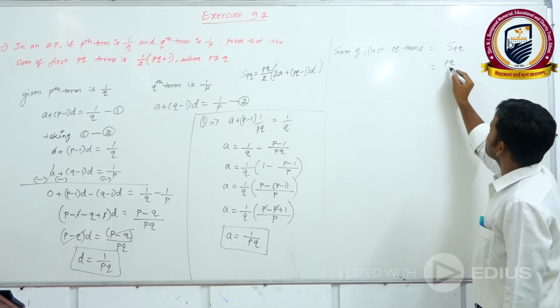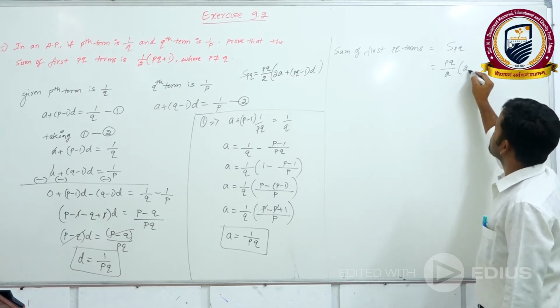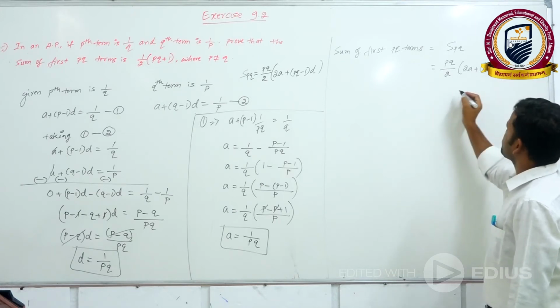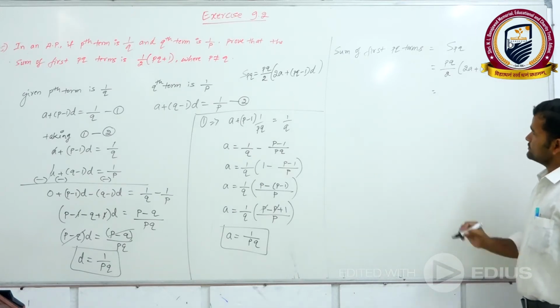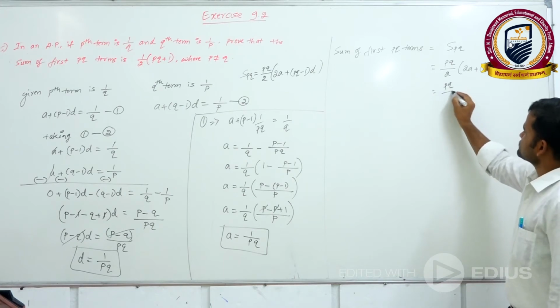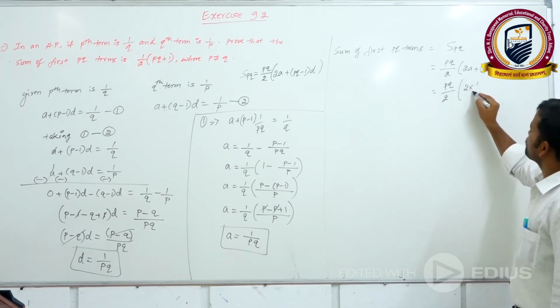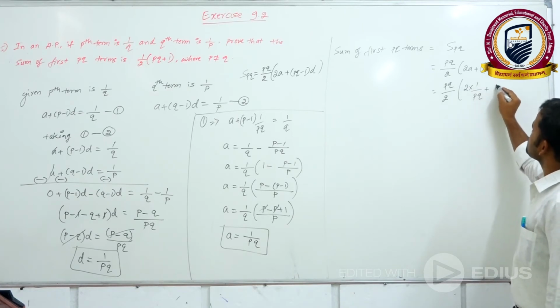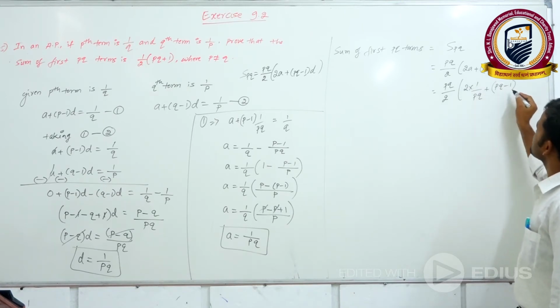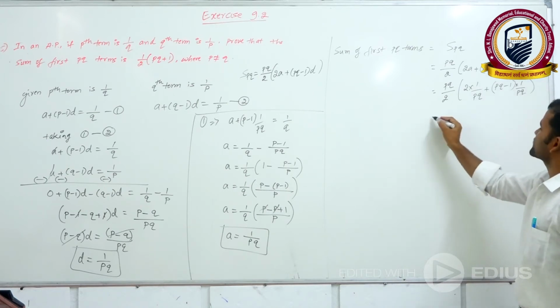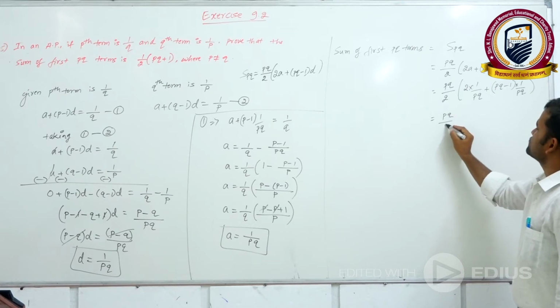S_PQ, using the Sn formula, this is PQ by 2 into 2a plus PQ minus 1 into d. PQ by 2 will be as it is. 2a, 2 into what is a? 1 by PQ. Plus PQ minus 1 you keep as it is. What is d? d is 1 by PQ. PQ by 2 as it is.